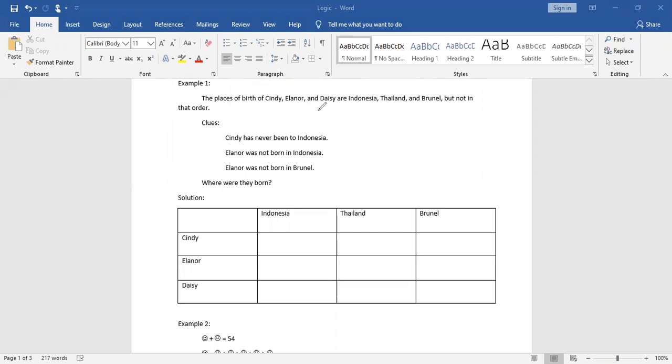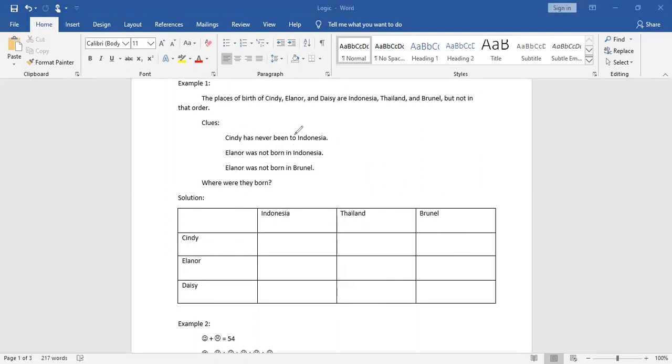Now, in this problem, we see three people are born in three places, and we want to figure out who was born where. Before I read the clues, I should say, in a problem where you just get clues, you should draw a chart because that's the easiest way to solve these. And you fill in the chart as you read the clues. Now we can read the clues.